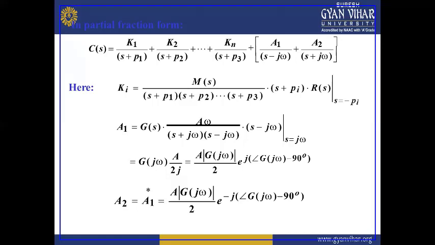Now we can calculate these Ki by substituting the various values of s equal to -pi. Similarly, we can also calculate the coefficients A1 and A2 by substituting s equal to jω. When I substitute s equal to jω, I will get it as G(jω) into A upon 2j, which is equal to, what will it give me?